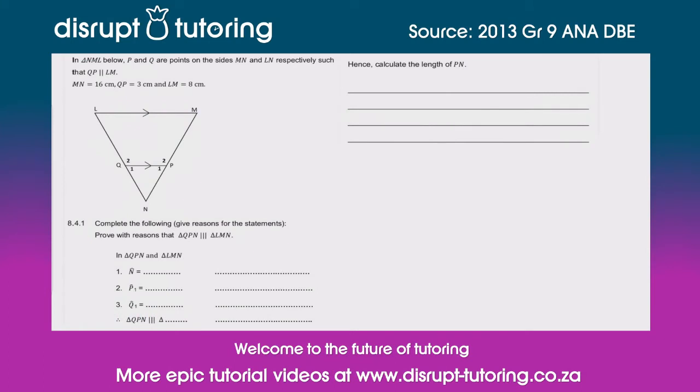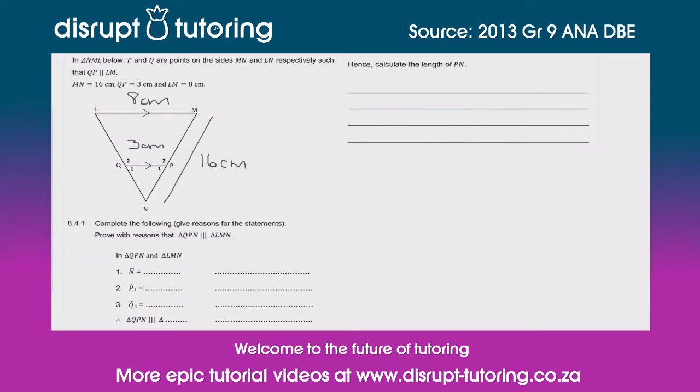Today we're going to deal with a question on similarity, and I'm going to get straight into it. They've said to us in triangle NML, which is this bigger triangle over there, P and Q are points on the sides MN, which is that line over there, and LN, which is that line over there, respectively, such that QP is parallel to LM, and they've marked that in for us. They've also said to us that MN is equal to 16 centimeters, so that long line over there is equal to 16 centimeters. They've said to us that QP is equal to 3 centimeters, which is that line over there, and LM is equal to 8 centimeters, so that's that line over there.